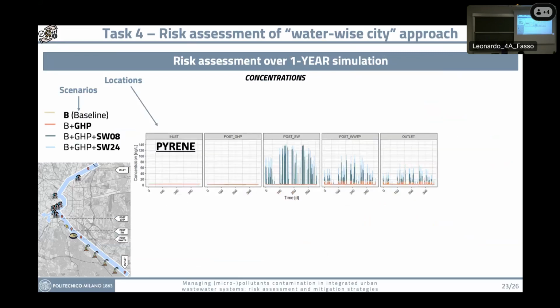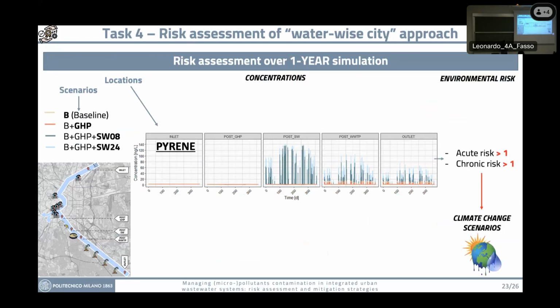Then if we look at pyrene, here we see clearly that the higher concentrations are present after the discharge of the separated sewer system. So the main contribution comes from the stormwater. For the risk, we saw that these concentrations are a risk for the environment, both for the acute risk and for the chronic risk. So we focused on this contaminant to evaluate the scenarios of climate change.